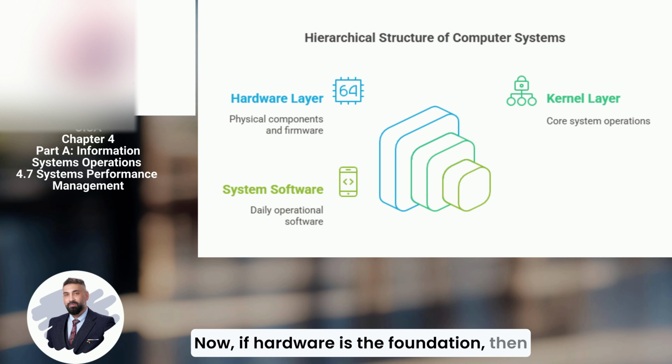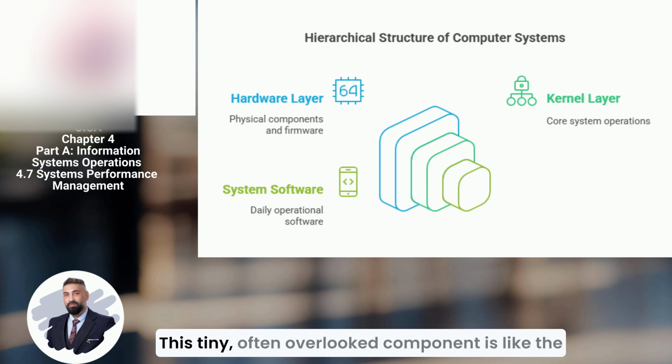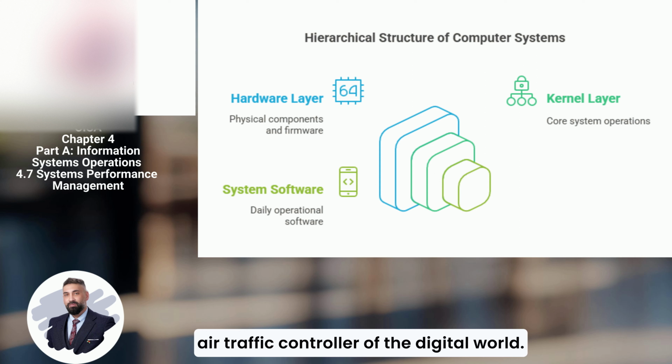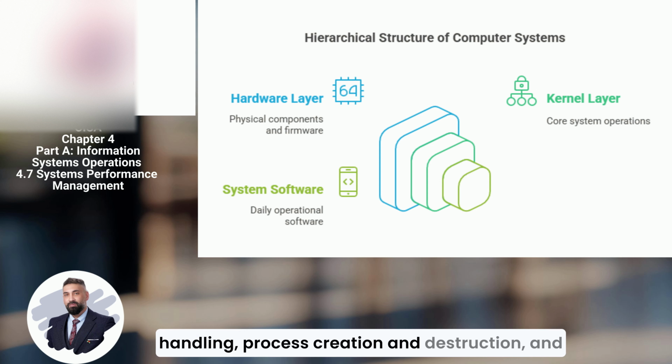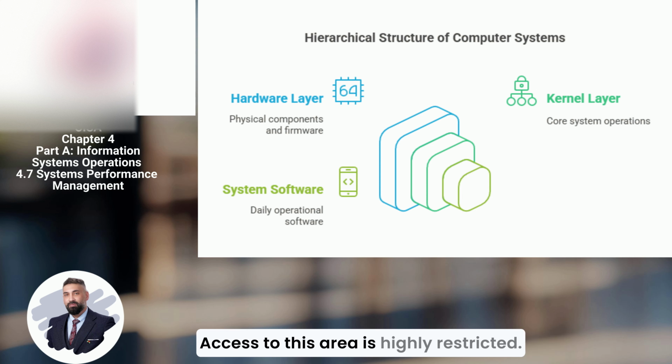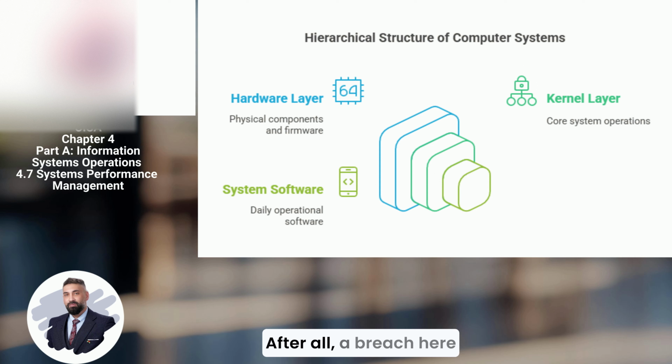Now, if hardware is the foundation, then the next layer acts as the control center, the nucleus, also called the kernel. This tiny, often overlooked component is like the air traffic controller of the digital world. Here you'll find processes like interrupt handling, process creation and destruction, and memory management, all activities that ensure the computer's operational flow remains smooth. But the kernel's capabilities are carefully guarded. Access to this area is highly restricted. After all, a breach here could disrupt the entire system.